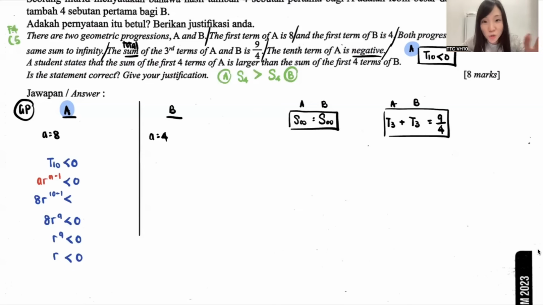So from here, you just know a fact. That means when your T10 is negative, your common ratio is definitely negative. So for your A, your r needs to be negative, okay?